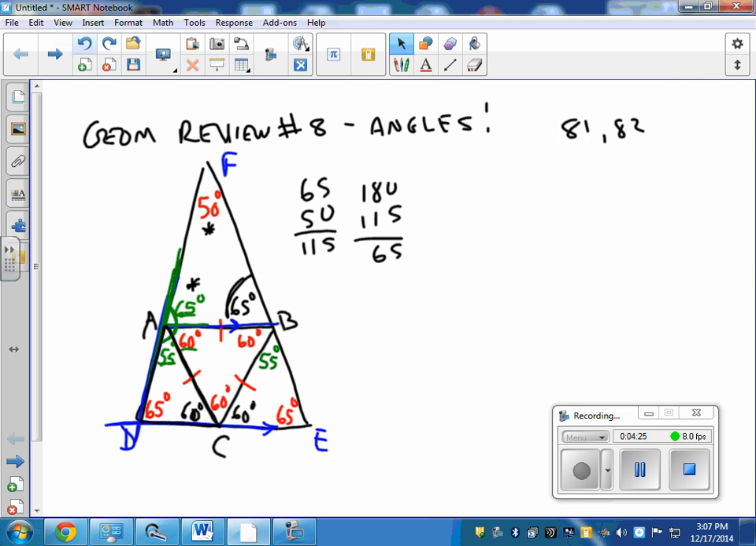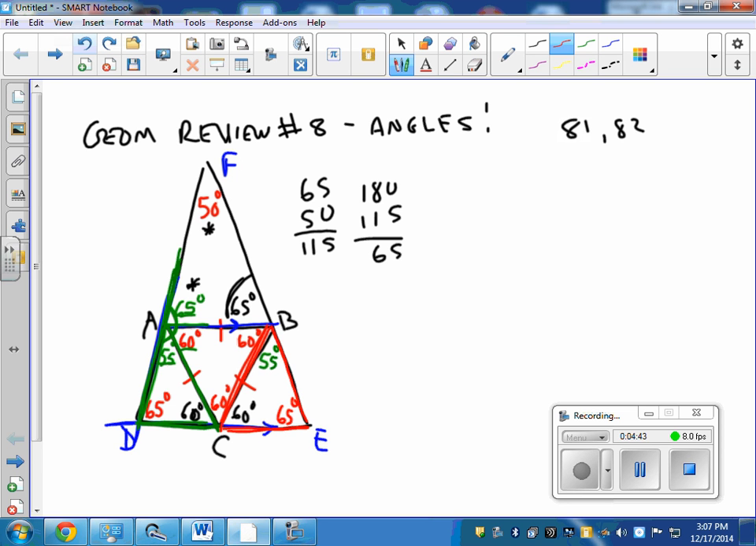Okay, what else are we supposed to do? What can you conclude about triangle ACD and BCE? Okay, ACD is this one over here. I'll do this one in green. And BCE, let's do that one in red. BCE, what can we conclude about them?